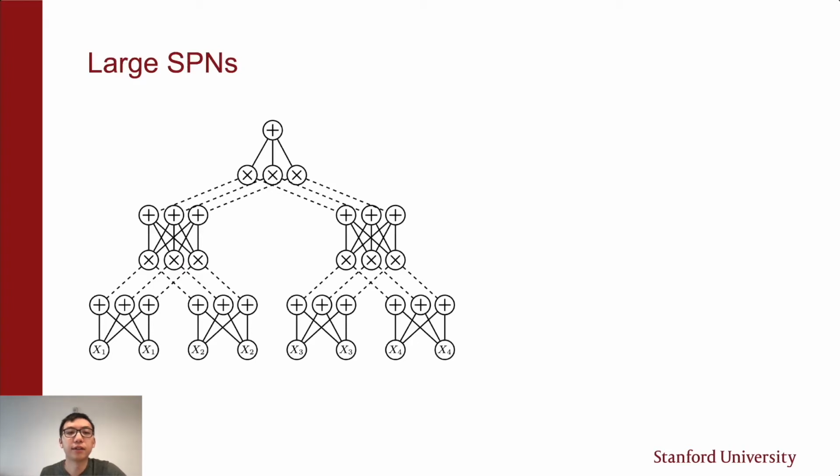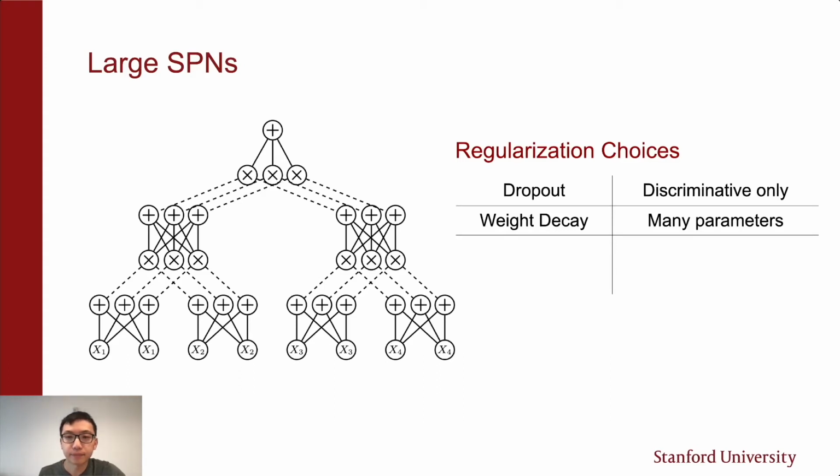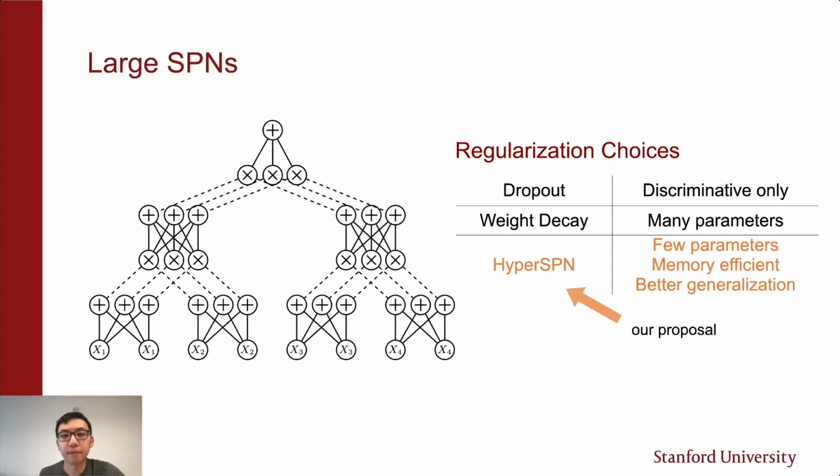One issue with training large SPNs is that of overfitting, and a couple of regularization choices people have looked into include dropout, but this only works for discriminative settings. There's also weight decay, which is a reasonable choice, but this still gives the SPN many parameters and many degrees of freedom. In our work, we propose HyperSPNs, which give the SPN few parameters while being memory efficient and giving better generalization, all while still training the same large underlying sum product network structure.